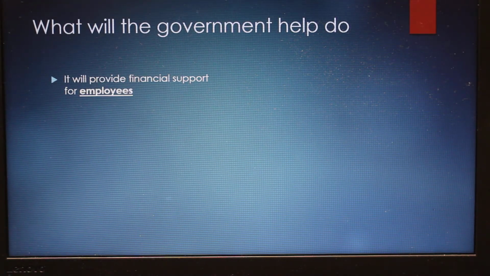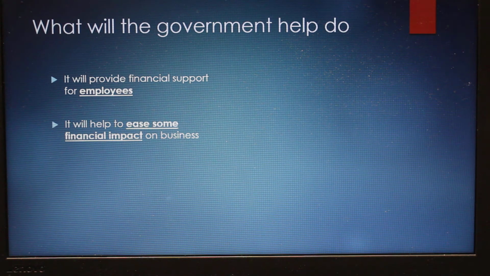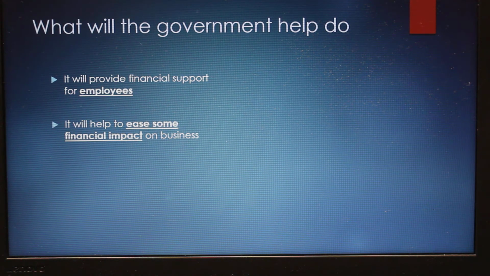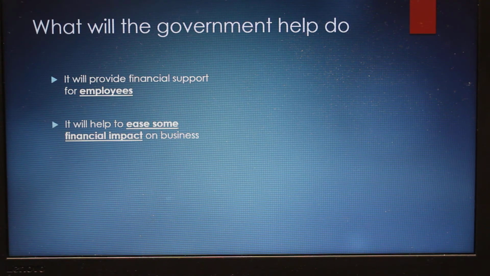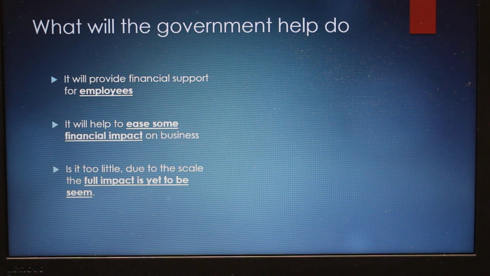Now, what will the government help do? Yes, the government help is supporting employees, but that is one of the costs. It's not the only cost. The business needs help with its fixed costs, which are other operating costs, and also other elements of its variable costs. Only supporting employees is one of it. It means that the business would need to find money from other sources to actually support itself when it's at zero sales. Now, it will help to ease the financial impact, but it may not necessarily solve all the problems.